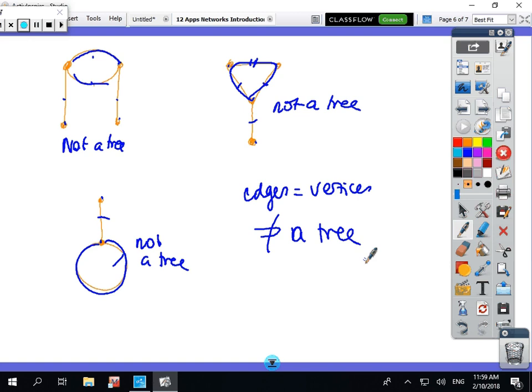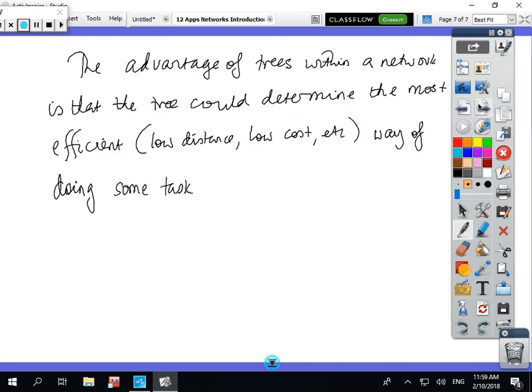Alright, got one more slide to go. Copy that, come across. The advantage of trees within a network is that a tree can determine the most efficient way, meaning lowest distance, lowest cost or whatever, of doing some task, which is what the whole topic is going to be about.